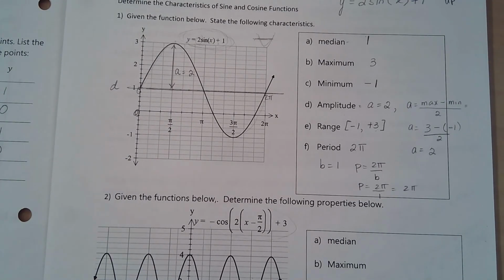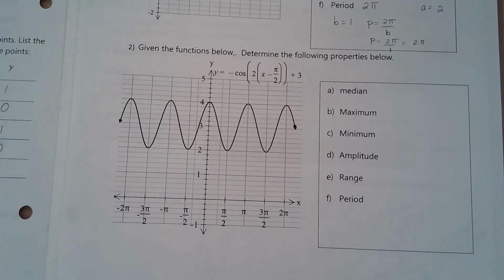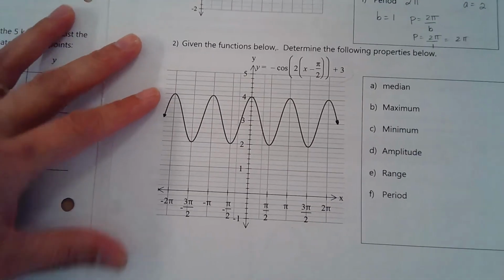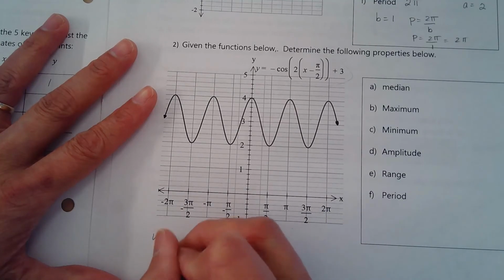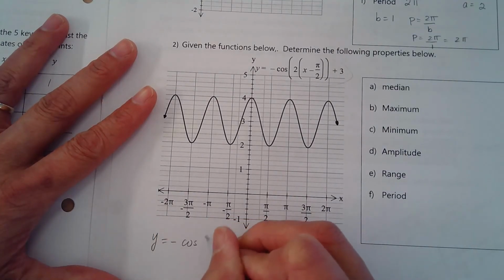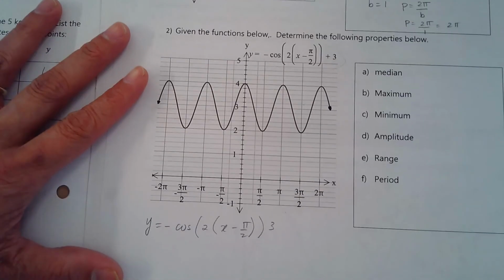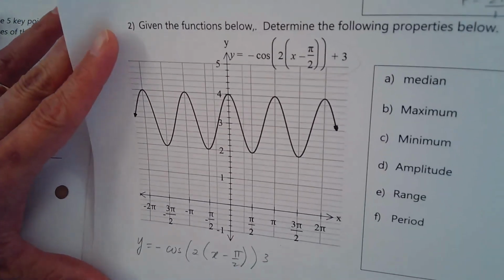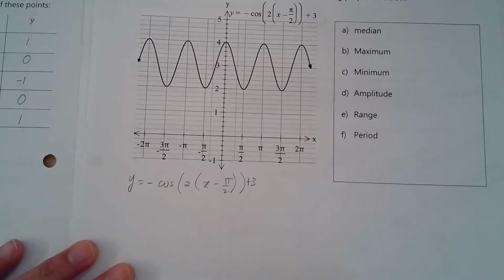Now this one is a little more challenging because there's like, how many transformations are in here? Do you know? 1, 2, 3, 4. 4? Yes. Okay. Let's see if we can name all the transformations. It sounds like a game show. Name that transformation. So y is equal to negative cos brackets 2 x minus pi halves brackets plus 3. There you go.